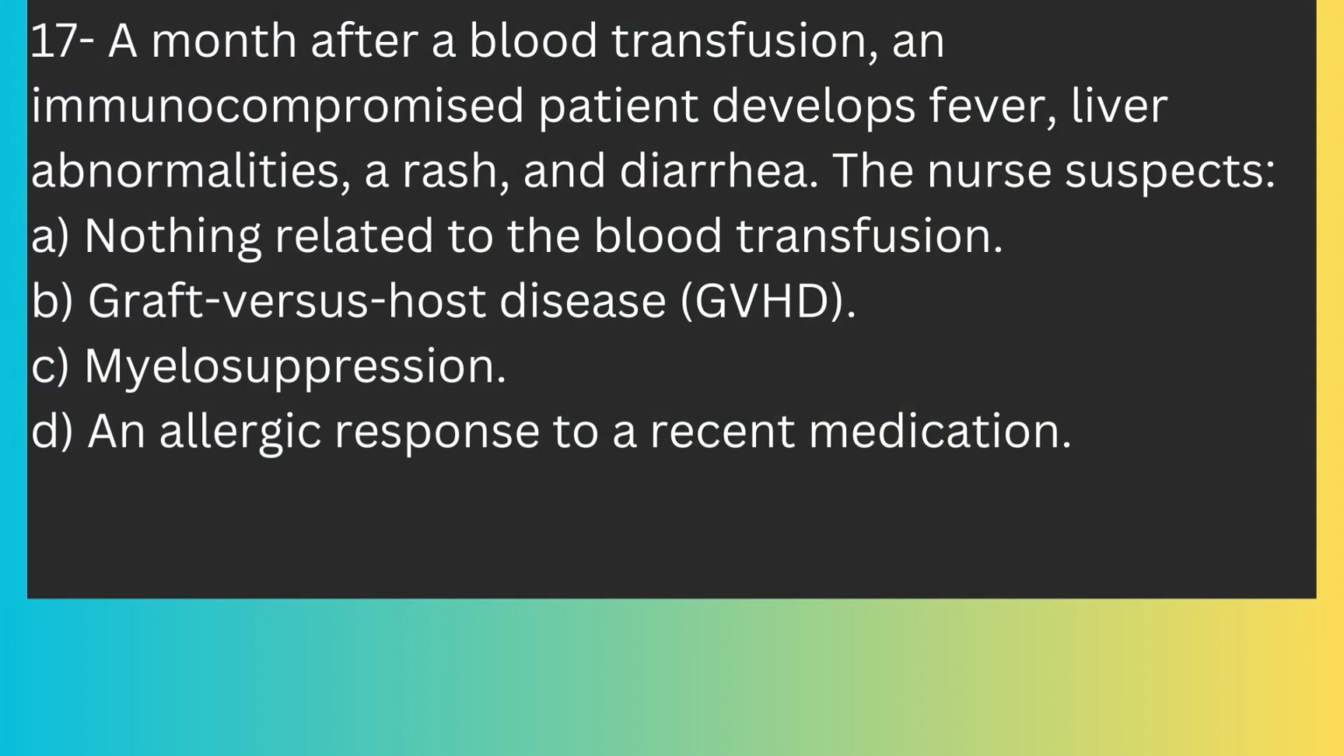Question number 17. A month after a blood transfusion, an immunocompromised patient develops fever, liver abnormalities, a rash, and diarrhea. The nurse suspects A. Nothing related to the blood transfusion. B. Graft versus host disease (GVHD). C. Myelosuppression. D. An allergic response to recent medications.